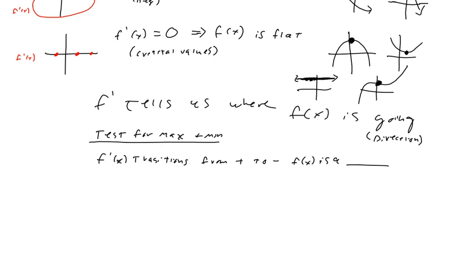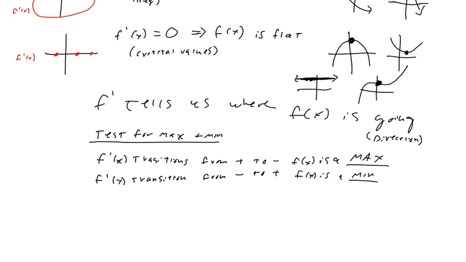Really, it's a helpful thing. It is a maximum. If f prime transitions from positive to negative, increasing graph to decreasing graph, then f is a max. Similarly, if f prime transitions from negative to positive, f of x is a min.